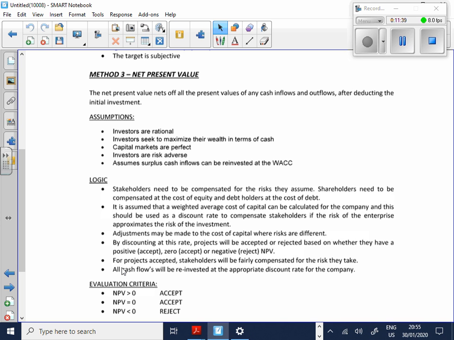Okay? So investors are rational is an assumption of NPV. 2, investors seek to maximize their wealth in terms of cash. So one of the assumptions of NPV is cash flow is king. 3, it says capital markets are perfect. They are reasonably efficient. Most capital markets are quite efficient. Investors are risk averse. Why would you say that that's an assumption of NPV? Because we discount by a discount percentage. The more risky it is, the less chance you have of taking it because your discount rate is taken into account. And then it says assume surplus cash flows can be reinvested at the WACC.